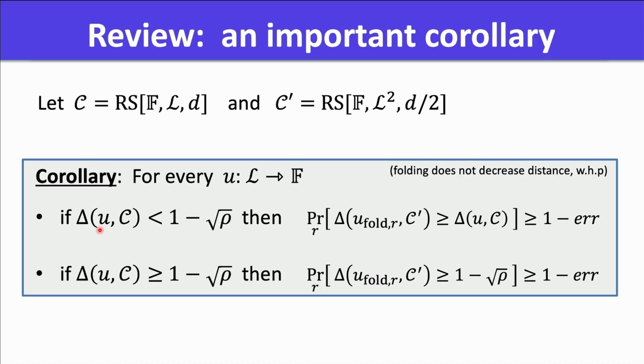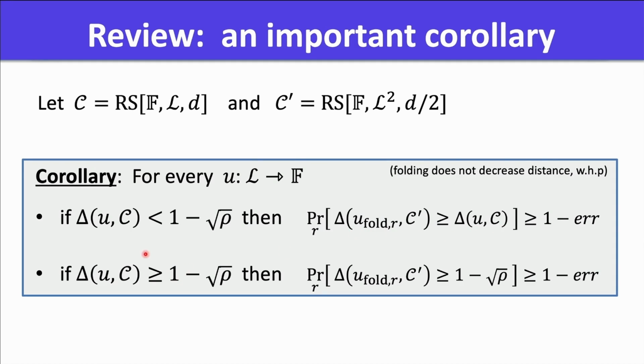Now the corollary says if we start from some function u from L to F, and it so happens that the distance of the function u to the code is less than the Johnson bound of the code, then in fact with very high probability over the choice of r, the distance from the folded word to the compressed code is at least as big as the distance of the original word to the original code. In other words, folding does not reduce the distance to the compressed code relative to the distance to the original code.